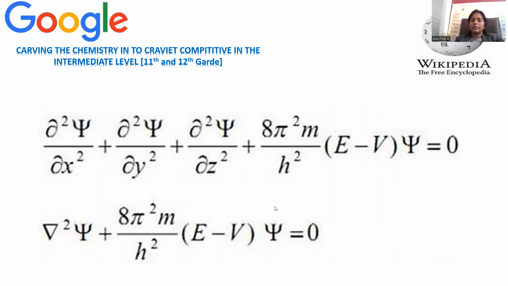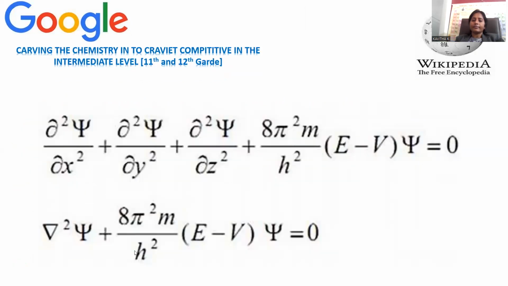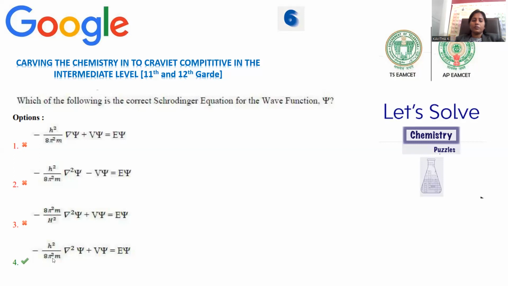Or else the same can be represented with E taken to the right hand side. E psi you can write like this. So this is the equation they mentioned in option number 4. So this is the correct answer.